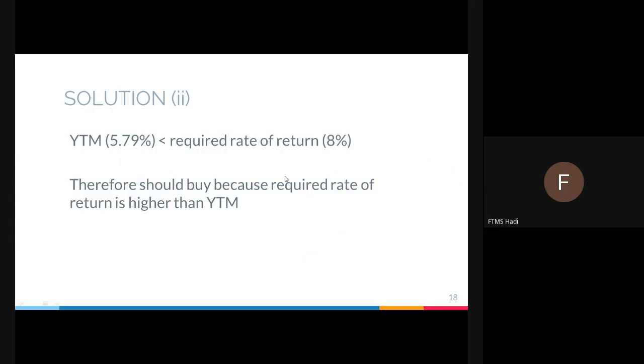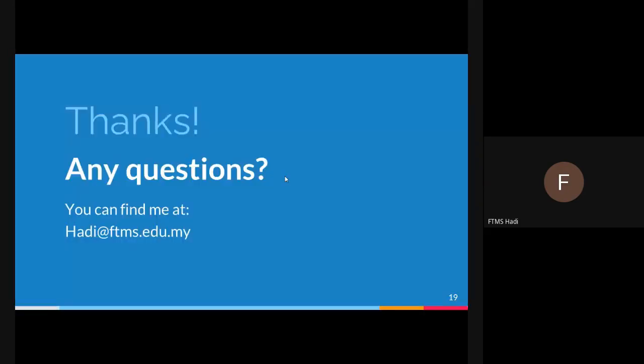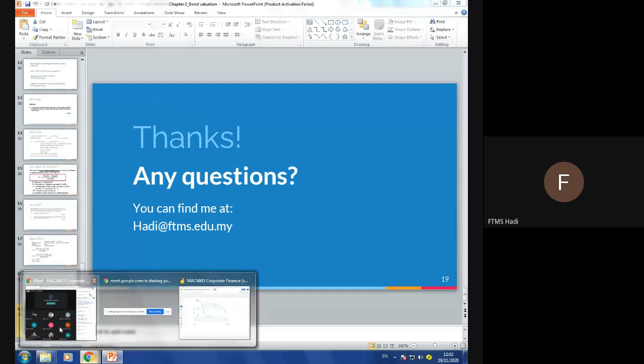So that is why, always have a look at the required rate of return. This one is more of a real set compared to YTMs. Okay, we're done with this chapter 2. Any questions so far?